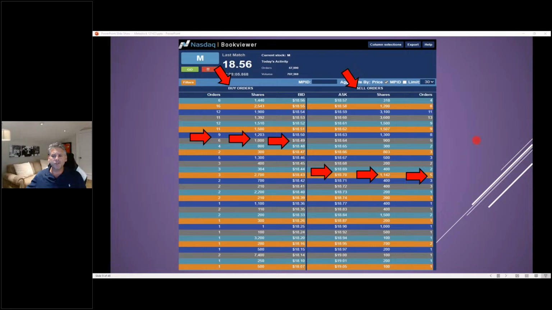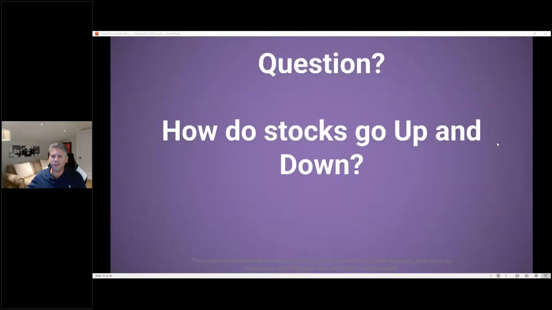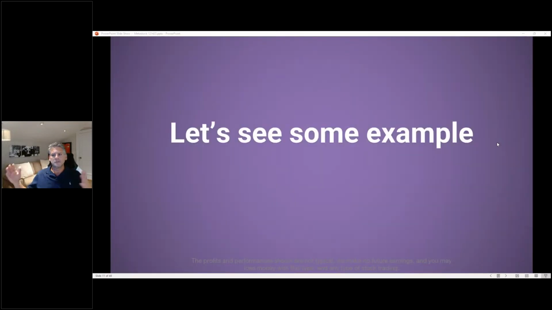Now, let me show you how we utilize this stuff. Hold on, let me change the slide here. Now, the big question that everyone has to ask is, how do stocks go up and down? Okay, well, simple. Buyers and sellers. That's how it works. So let's look at a couple of examples and show you how we utilize this data.